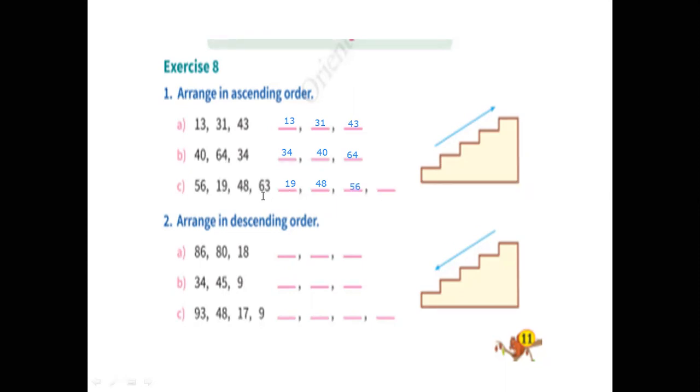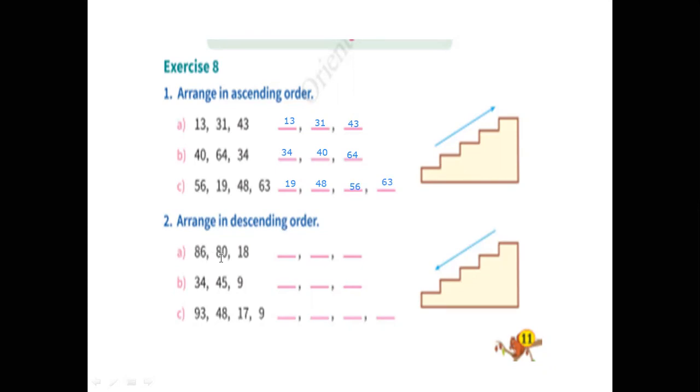Okay. Next, left out is 63. When comparing this all four numbers, 63 is greater number. That is bigger number. Okay. So we have arranged ascending order. Now in the same way we will do arrange in descending order. Okay. Descending order means it is from biggest to smallest, from up to down. From up to down means biggest to smallest.